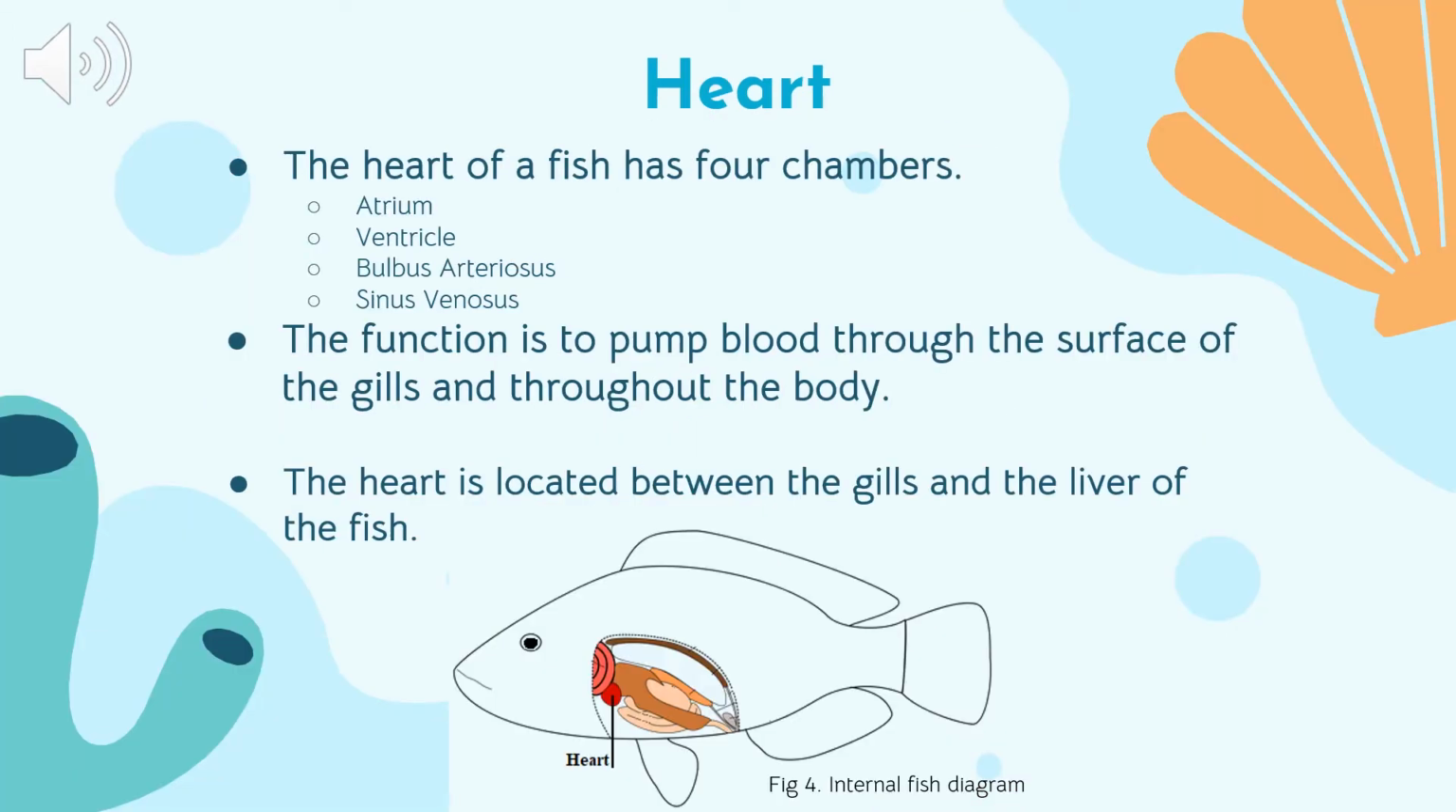So next, talking about the heart. The heart of the fish has 4 chambers, known as the atrium, the ventricle, the bulbus arteriosus, and the sinus venosus. The function of a fish heart is fairly similar to the function of our heart, as it's used to pump blood throughout the body. However, one of the major differences is that it also supplies blood to the surface of their gills. Now, we don't have gills, but our hearts do supply blood directly to our lungs to aid in respiration, so there is a small similarity.